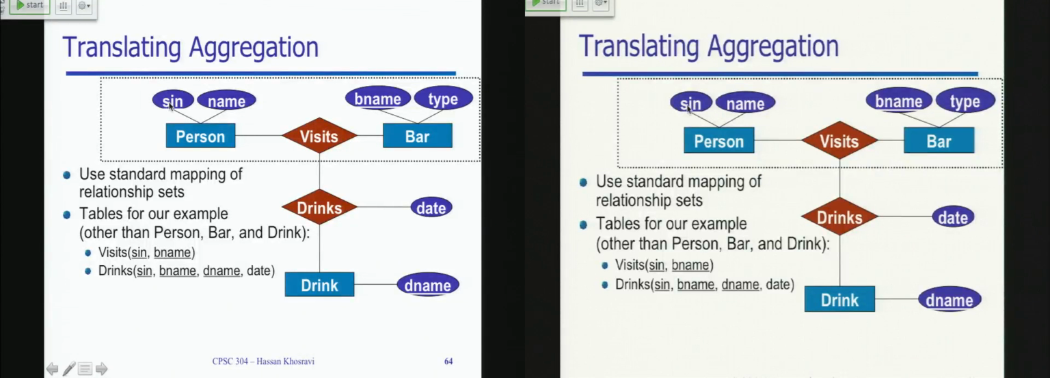I need to keep track of the SID of the person and the bar name. And this is a many-to-many relationship again, so I need to keep track of the ID of the person, ID of the bar, and name of the drink. There's also an attribute here, so I'm going to keep track of that attribute as well. If any of these are instead one-to-many, then we're going to change the design into what we were doing before when we had a one-to-many relationship.